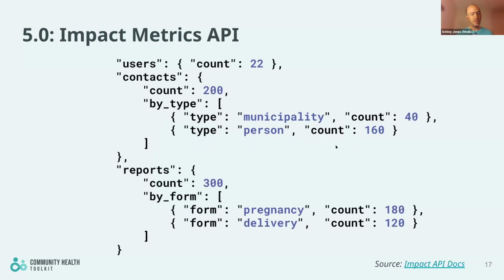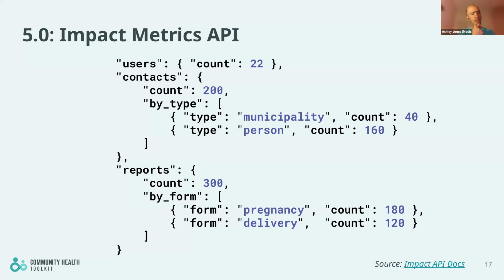All right, we have 2 slides of JSON. My apologies. But if you look at the colored text, I think it'll help. New in 5.0 is the impacts metric API. This is an authenticated API that lets you get aggregate stats about the impact of your deployment. So you can see on the left there, we have users, contacts, and reports. But importantly, you can see that contacts and reports are broken out by type. And so this will allow you to easily get aggregate stats based off of the growth of these over time.